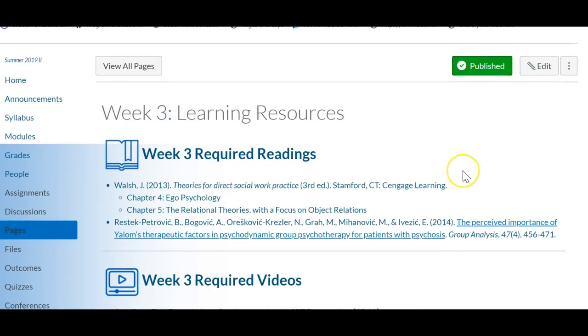In terms of the learning activities, you'll have 2 chapters from the Walsh text on ego psychology and relational theories with a focus on object relations. So both psychodynamic theories, ego psychology, followed from Freud's psychoanalytic theory to Anna Freud, his daughter, and others, and then relational theories with a focus on object relations came a little bit later. And when we think about objects, we're really talking about significant people in a person's life, particularly in infancy and early childhood.